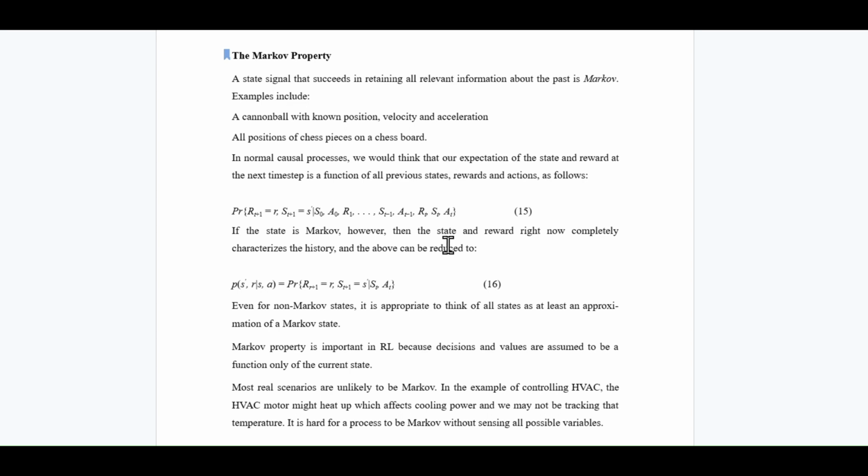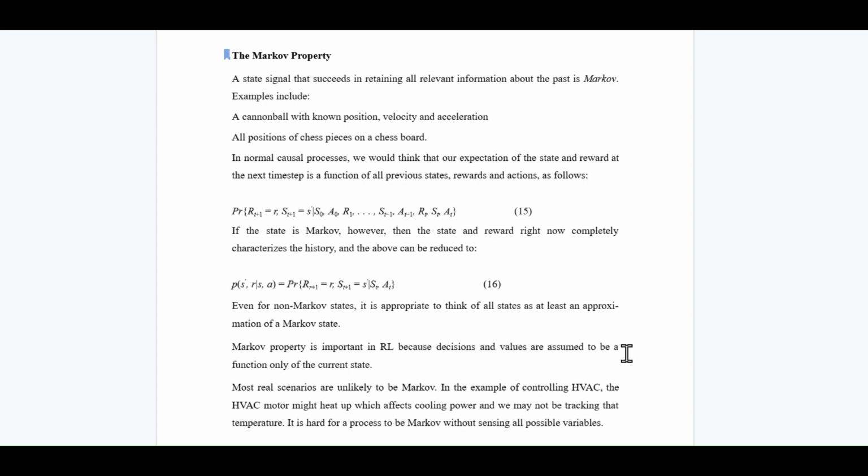Whereas non-Markov states are where the current state is not enough to make a decision. In Markov states, you need to know only the current state but don't need to know the entire previous history. But in non-Markov states, you need to know about the entire history, meaning your current state is not enough to make a decision. Those are called non-Markov states.